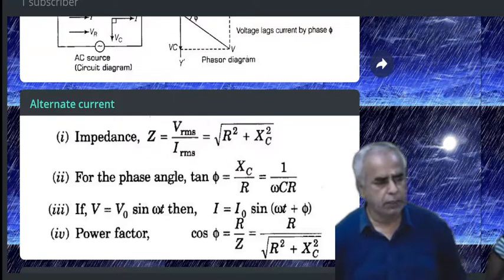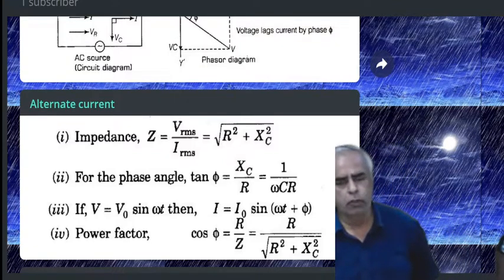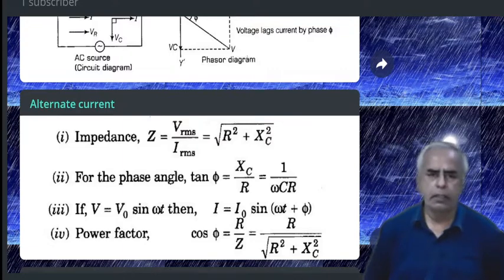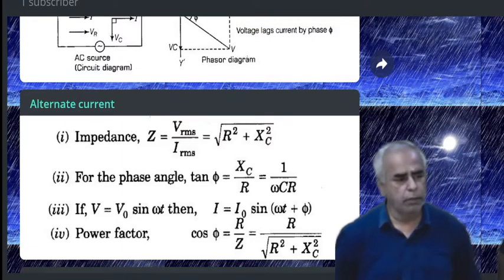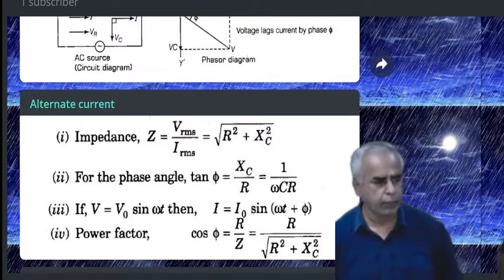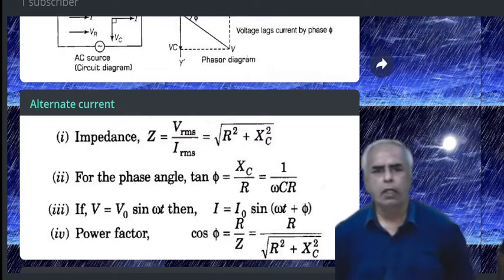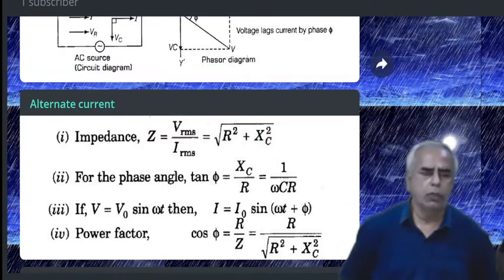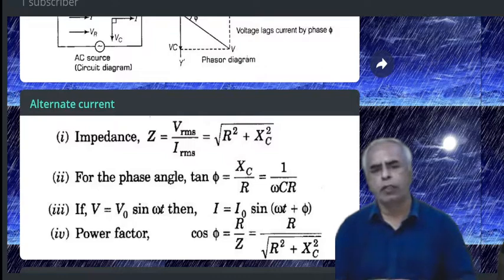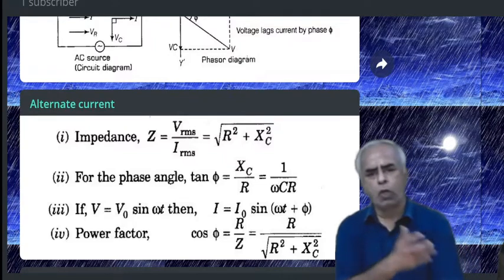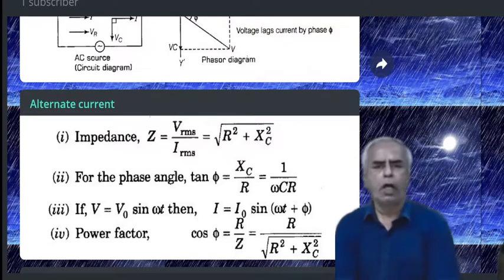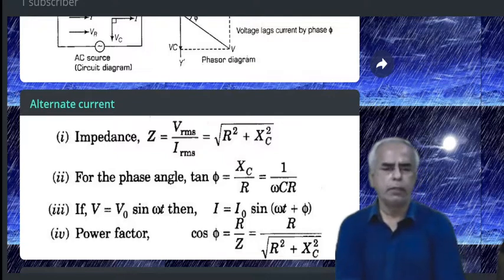Omega is equal to theta by t, is it not? And in turn that can be represented as 2 pi nu, also in terms of frequency. Now, if V is equal to V0 sine omega t, and you know already I is also equal to I0 sine omega t plus phi. Is it not? Omega t plus phi.